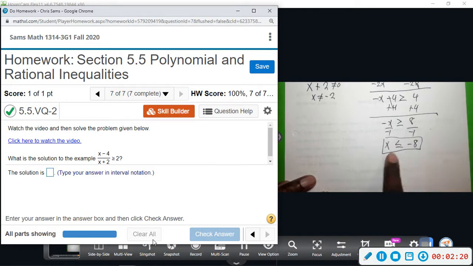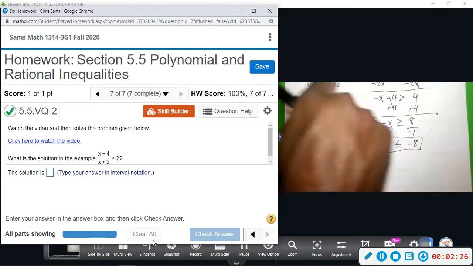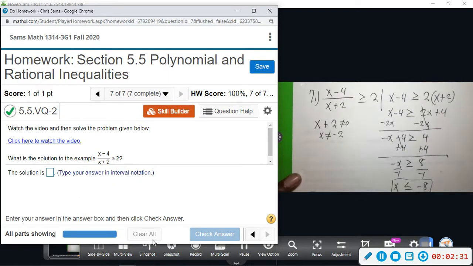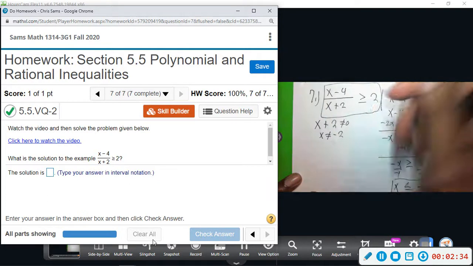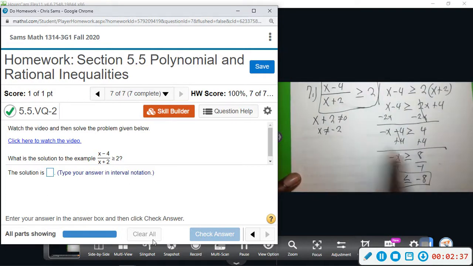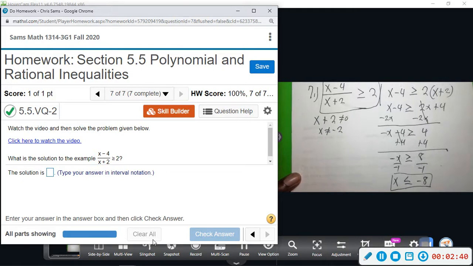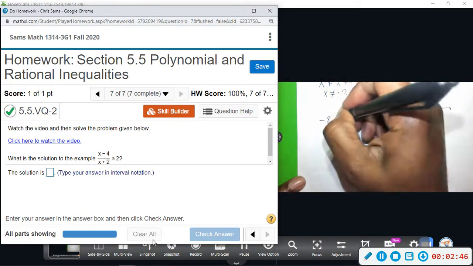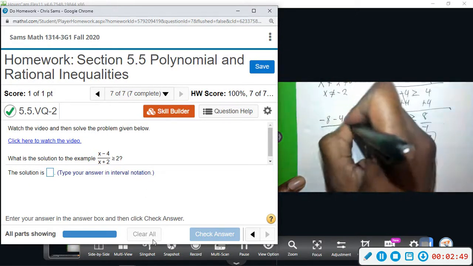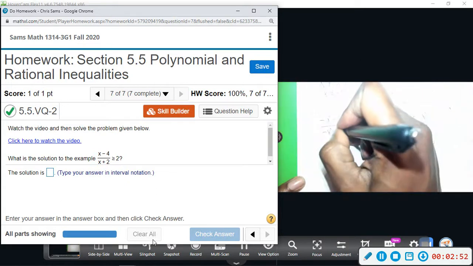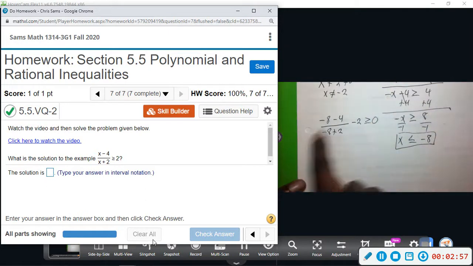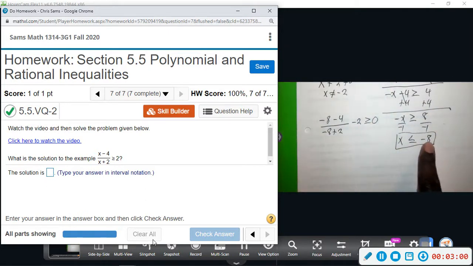Alright, so if x is negative 8, we're going to check, this whole thing should equal 0. So this is what I'm looking at. I'm going to move from my original problem right here, subtract 2 over here, and plug in negative 8 to see if I get 2, so that this ends up to be 0. So negative 8 minus 4 divided by negative 8 plus 2, minus 2 greater than or equal to 0. I've got to set that equal to 0. We're trying to find the critical value.